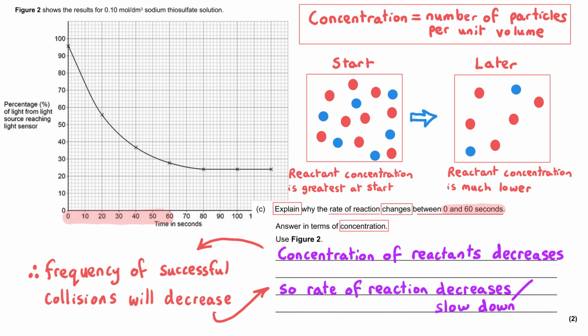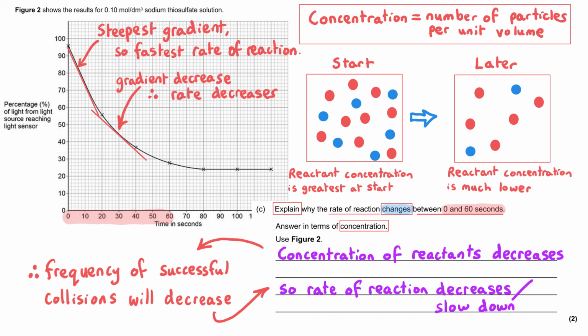And we do need to say that the rate of reaction will slow down because all they've asked us to do is explain why it changes. And so in a situation like this, we need to say what the change is. And you can tell that this is the case from the graph. The gradient is steepest at the beginning, which means that the rate of reaction is greatest at the beginning because those concentrations of the reactant are greatest.